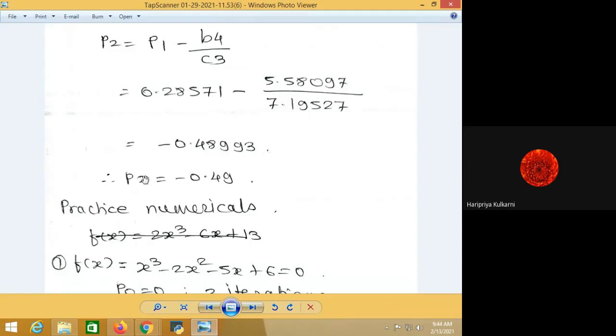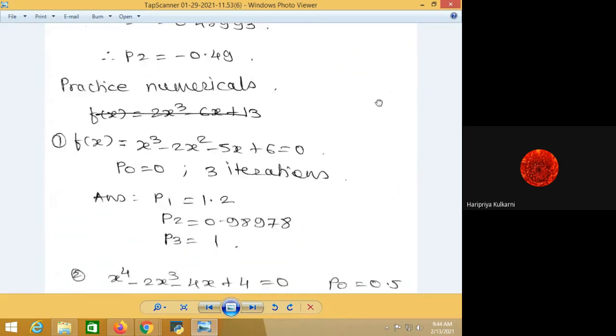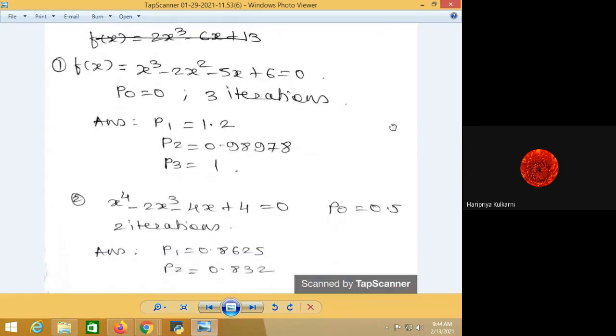So this is how you solve the polynomial equation using the Birgevieta method. You can practice more. Some practice numericals are here for you with the answers so that you can cross-check your answers. If you have any doubt, please comment.